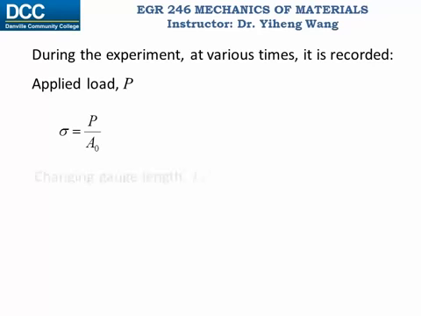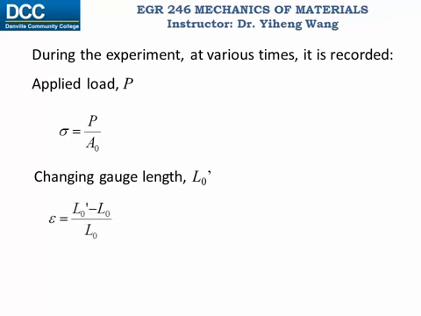Also, the changing gauge length can be recorded at the same time, and from here, we can calculate the normal strain, epsilon, which is the new length minus the old length divided by the original length. And both the normal stress and normal strain are functions of time, and we can plot these two variables and get the stress-strain diagram that can help us visualize the stress-strain behavior.